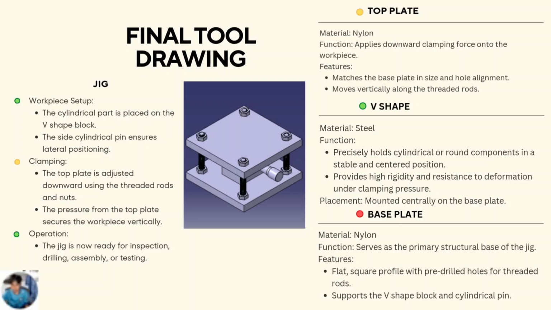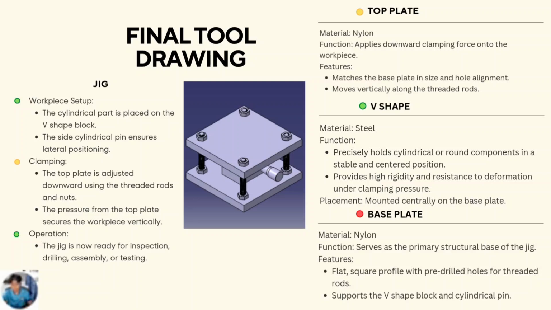The function is to precisely hold cylindrical or round components in a stable and centered position, and it provides high rigidity and resistance to deformation under the clamping pressure. For the placement, the V-shape block is mounted centrally on the base plate. Lastly is also the base plate. We use nylon material.